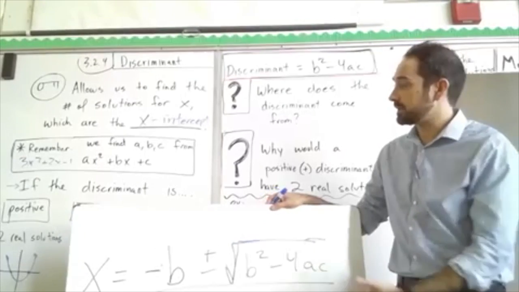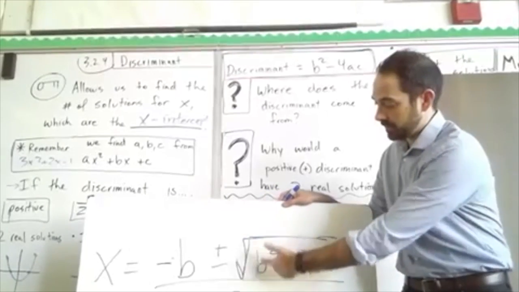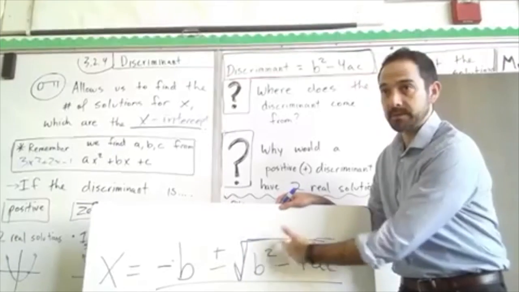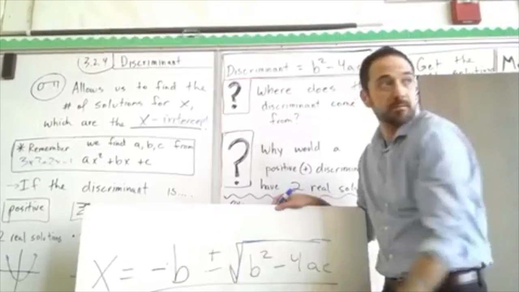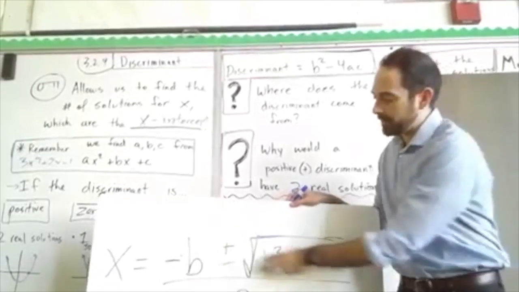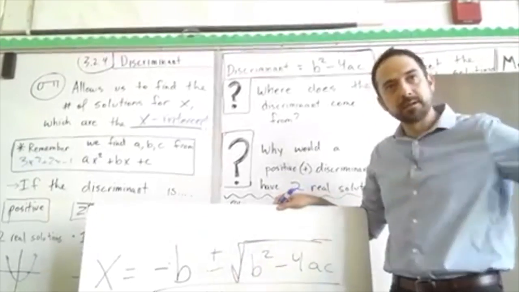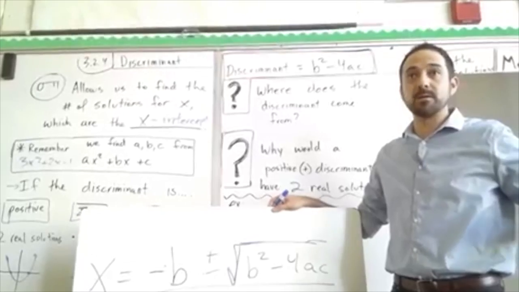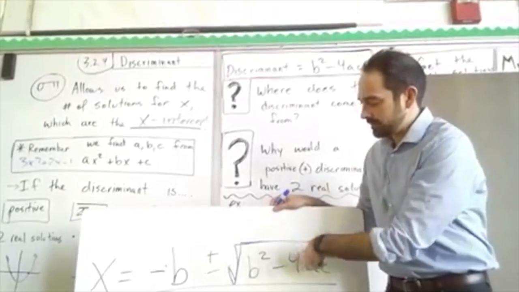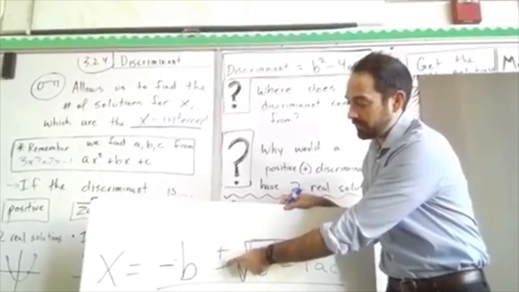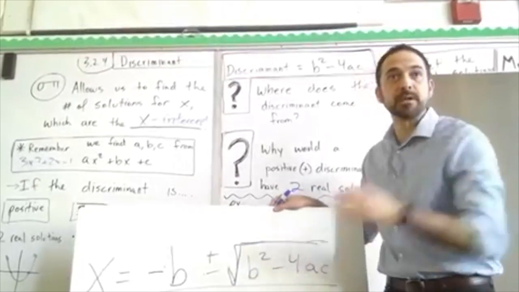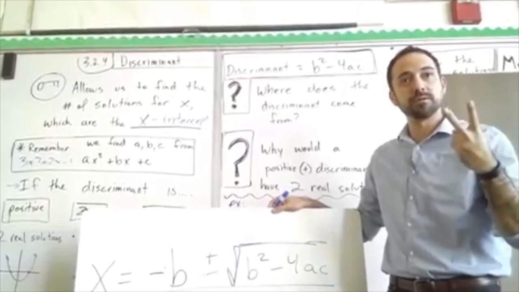So let's look at this. If it's zero, all this becomes 0, then it's just negative b plus or minus 0. There's only going to be one thing that's going to work out because the plus or minus is kind of canceled out. If it's positive right here, we end up with a positive root, and then we're going to have a positive or negative value. So we're going to branch it. That's why we're going to have 2 solutions.